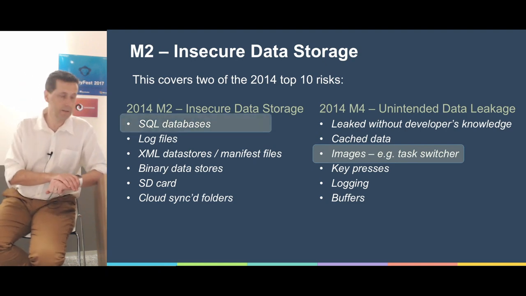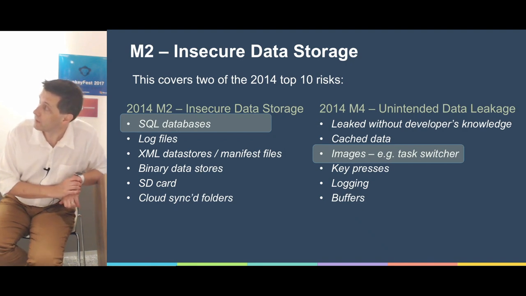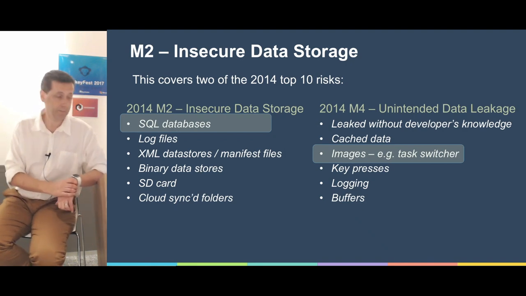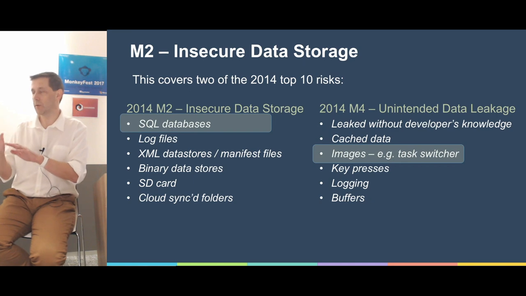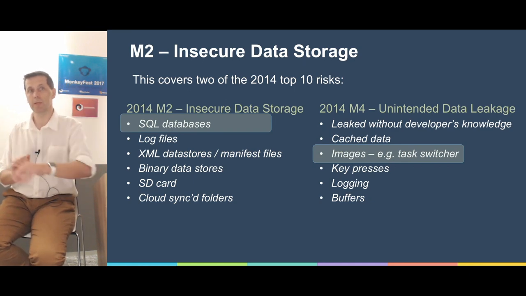So I'm going to look at a couple of these, one from each list. The first one is leaking data via images. On iOS, if you double tap the home button, if you've still got a home button, it'll go into the task switcher. At that point, the operating system takes a screenshot of your app, and it shows all the screenshots of the apps that it's got.